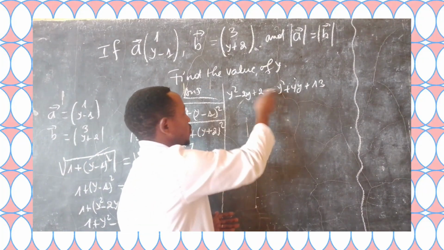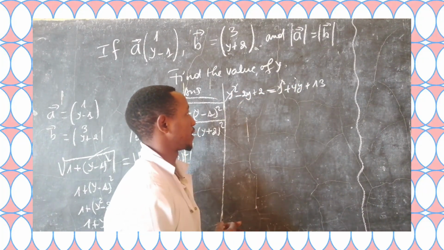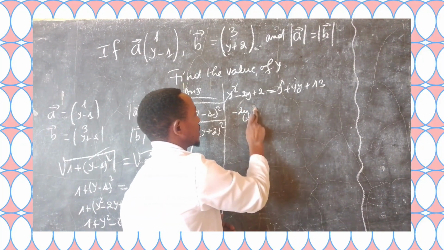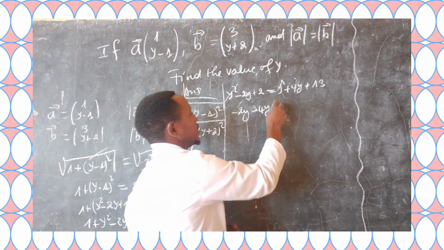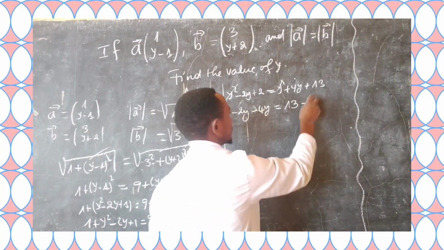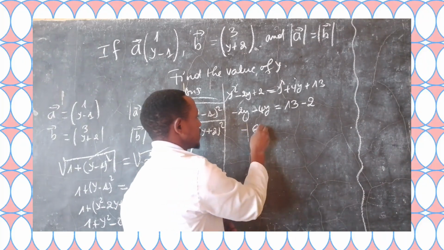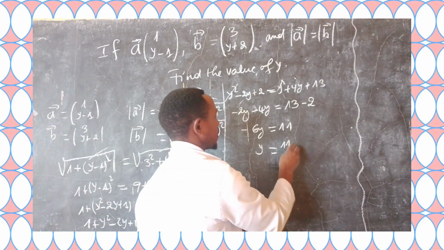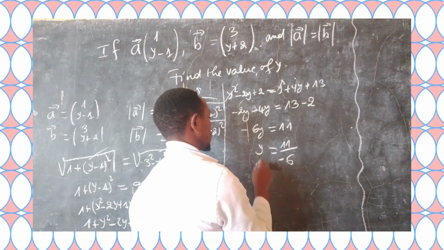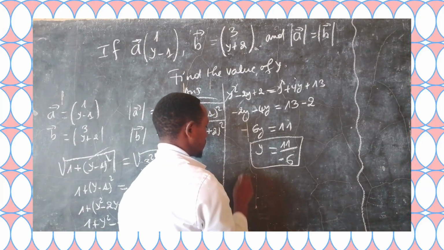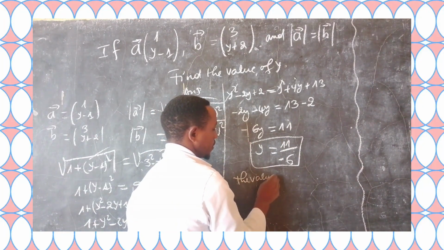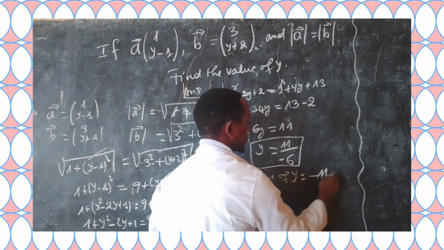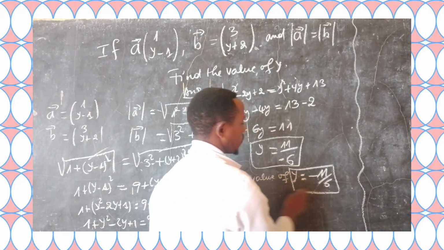When we move y square to the other side, the y square terms cancel. So minus 2y minus 4y is equal to 13 minus 2. Minus 6y is equal to 11. y is equal to 11 over minus 6. So this is the value of y. It means that the value of y is equal to minus 11 divided by 6. This is the value of y.